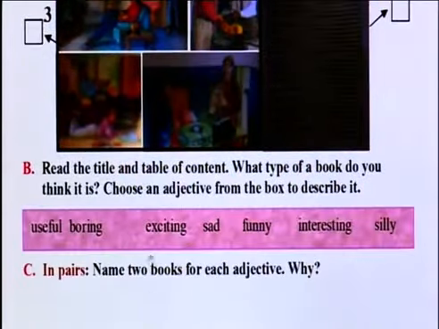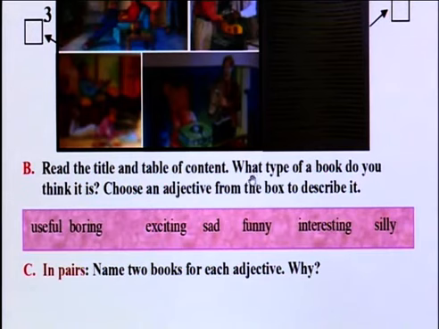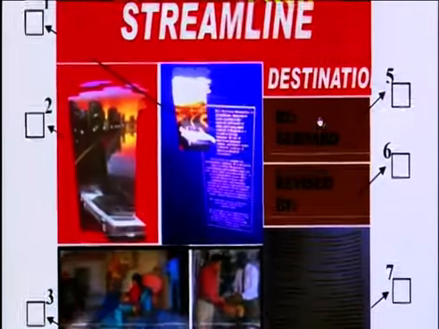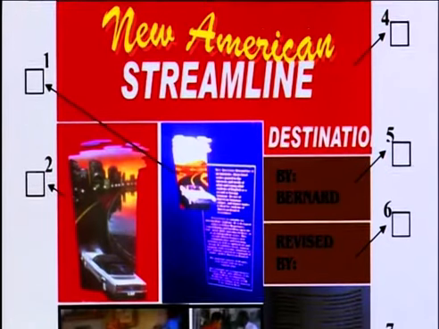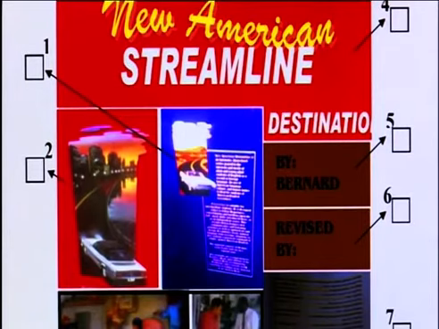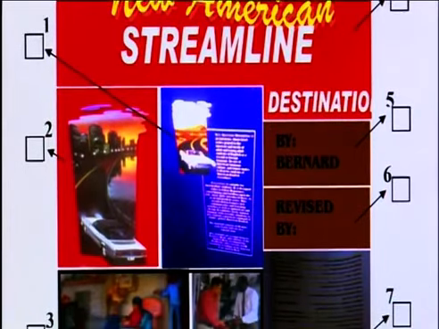Now read the title and table of the content. What type of a book do you think it is? Choose an adjective from the box to describe it. The name is New American Streamline. Have you ever seen this book? Of course you have seen it. Okay, so this is a course book.